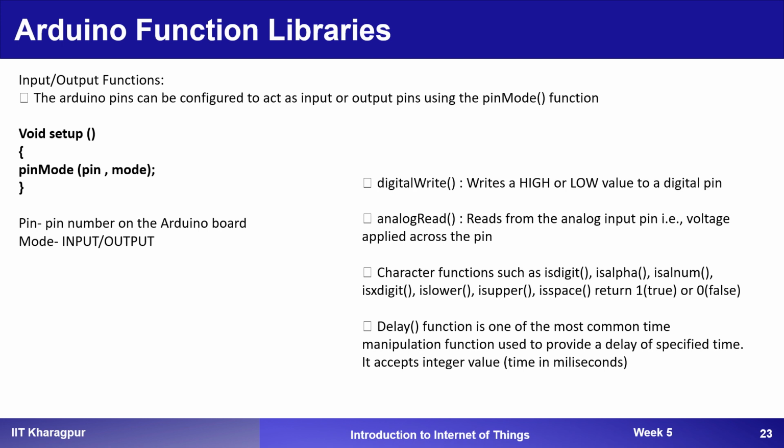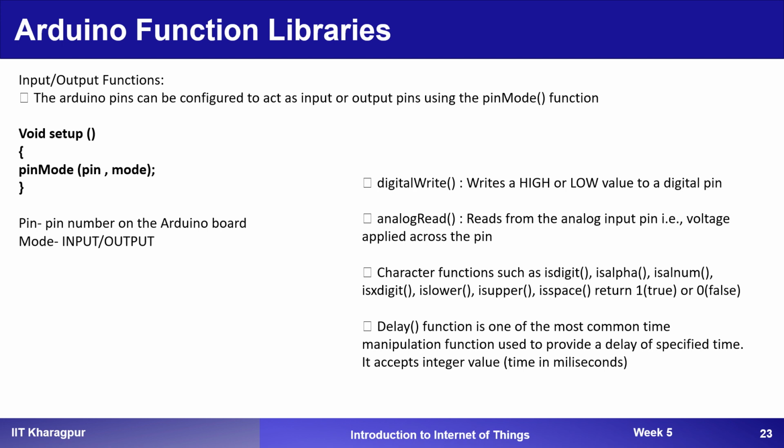Second is your analogRead. This is responsible for reading the analog input pin, that is, the voltage across the pin. Then the character functions are there. For example, isDigit, which will tell whether the value is a digit or not. Then isAlpha, isAlphaNumeric, isLower, isUpper, isSpace. All these functions return either 0 or 1. For example, in the function isDigit, if we pass a digit, it will return 1, and if it is not a digit, it will return false, that is 0.